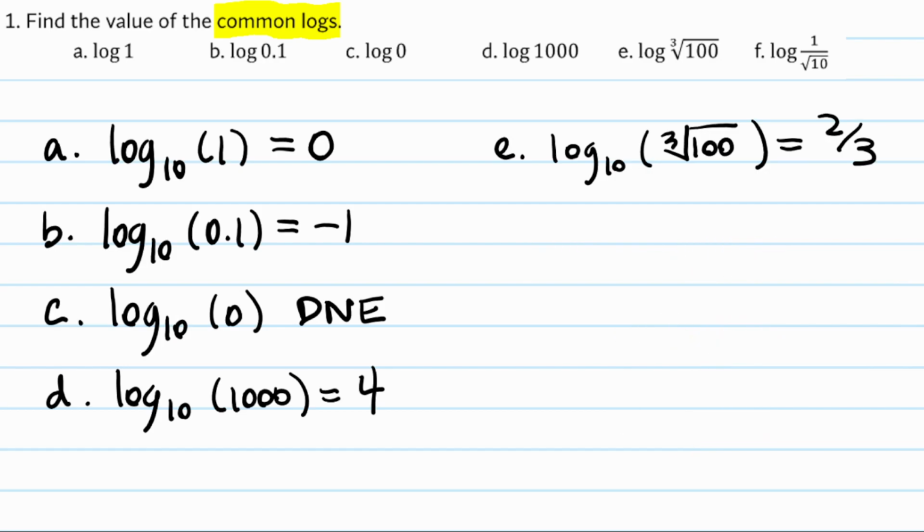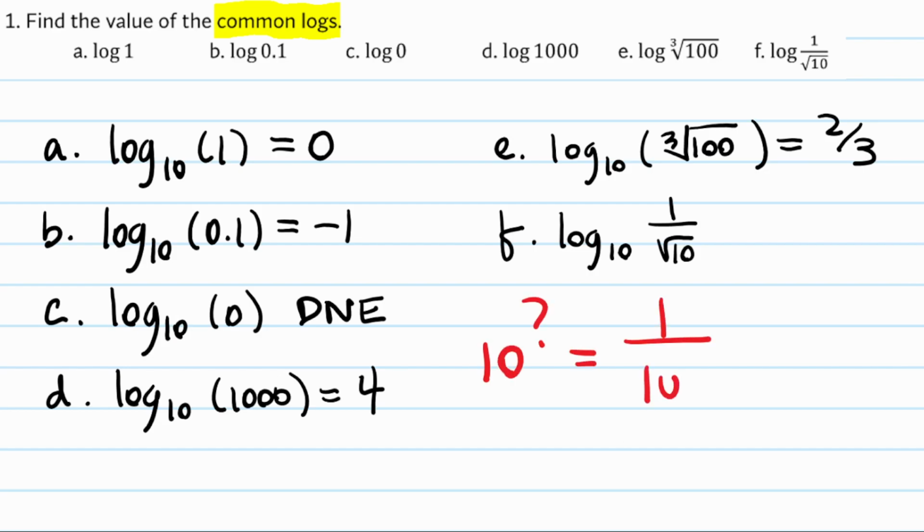Then F is going to ask for the log with base 10 of 1 over the square root of 10. For that, saying what power of 10 is 1 over the square root of 10, what we call the square root, the 1/2 power, and 1 over something makes that a negative power, so that's going to be -1/2.